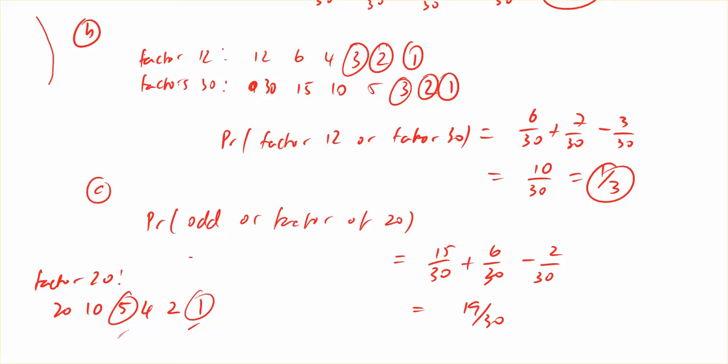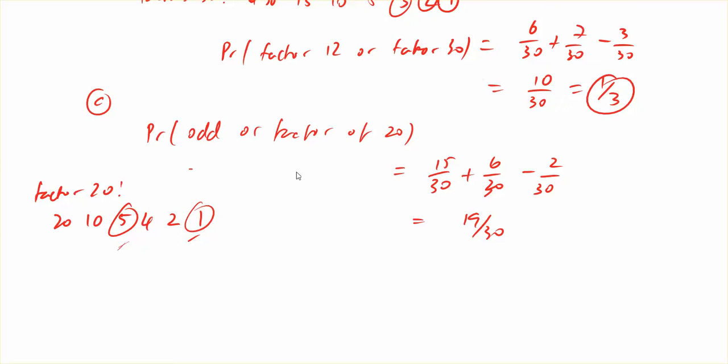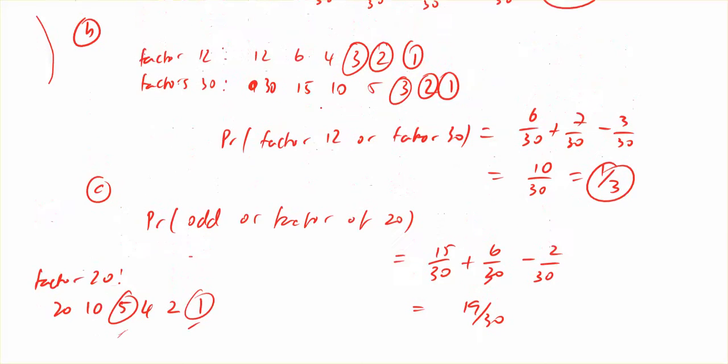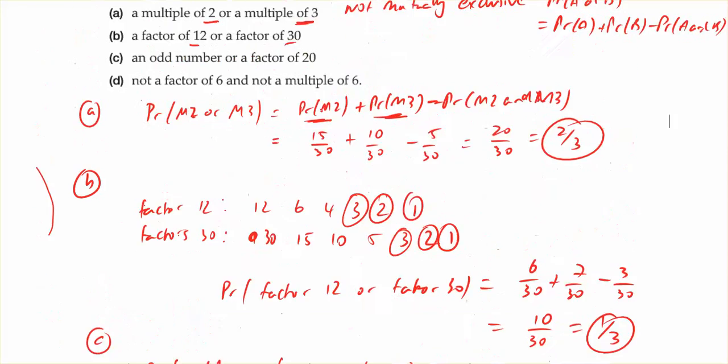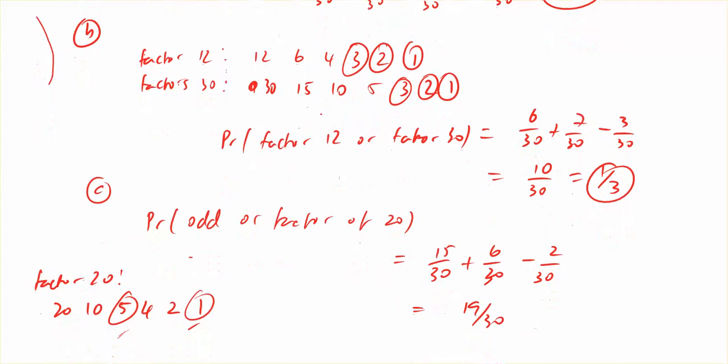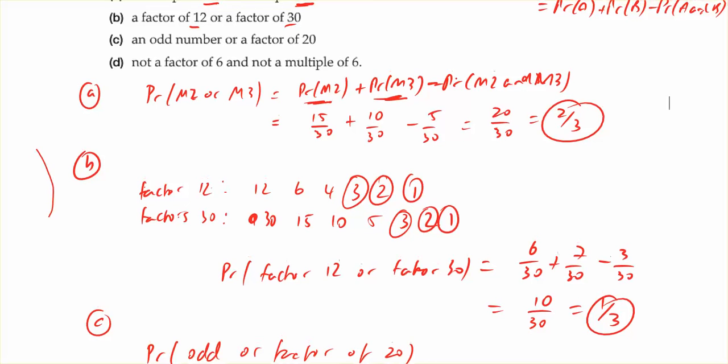So this is basically the methodology in which you do questions where you have overlap. You just have to find the probability of each individual thing, then find where the overlaps are, and subtract the number of overlaps. Now I'm not going to do part D. I want you to work that out by yourself. So have a go at this, but I should have given you enough information to have a go at it.